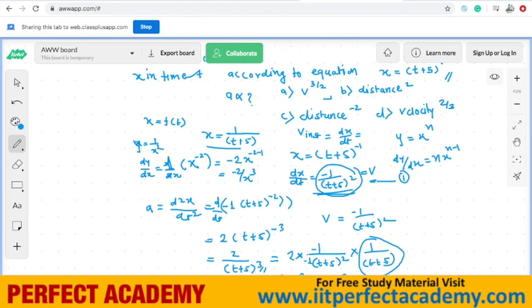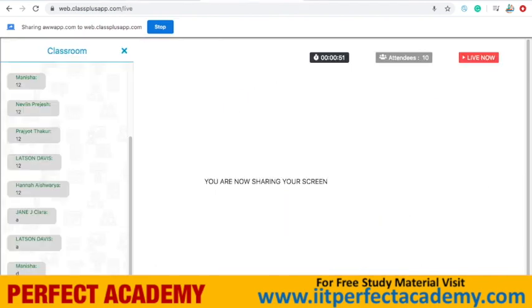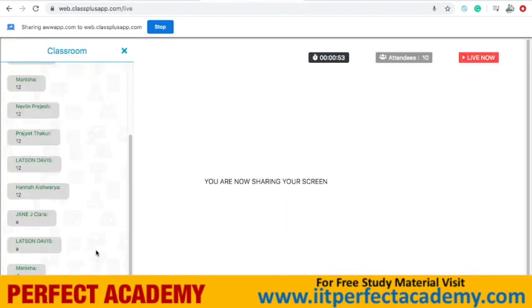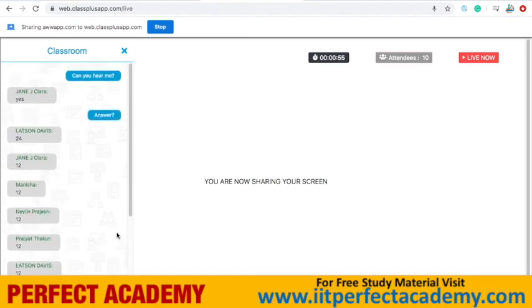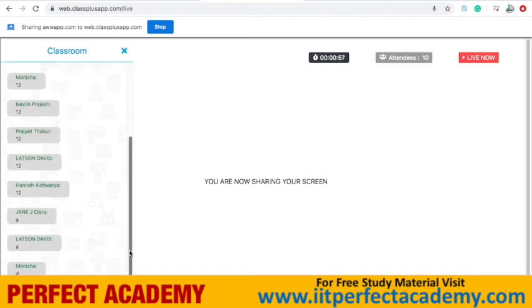Now in the given options we have either v to the power 3 by 2, or distance square, or distance to the power minus 2, or velocity to the power 2 by 3. So you have to either keep it in terms of velocity or in terms of displacement. So how will you adjust it further?